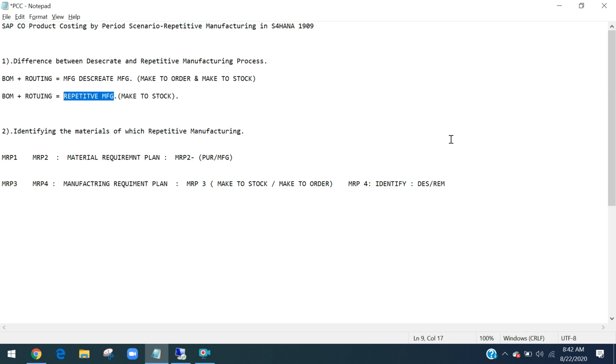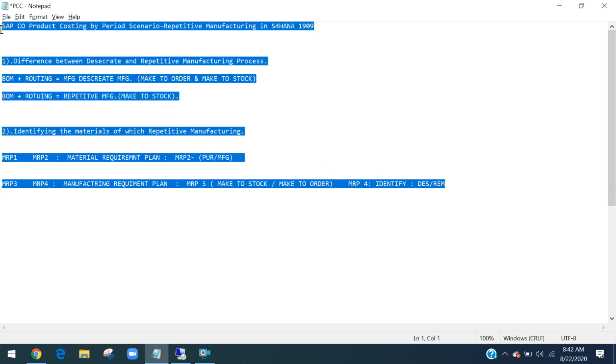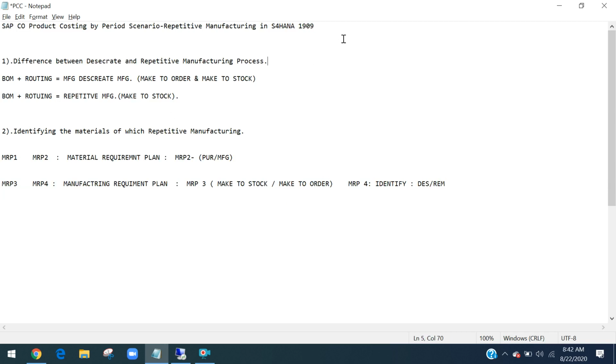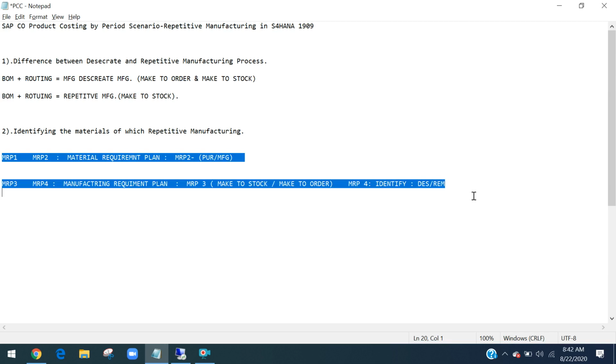Okay, understand? That means before starting product costing scenarios and the material ledger concept, first you need to identify what is discrete manufacturing, what is repetitive manufacturing, in which situation discrete is applicable, in which situation repetitive is applicable, and how we have to fill MRP 1, 2, 3, 4. This is the complete information about the minimum basic knowledge of product costing.